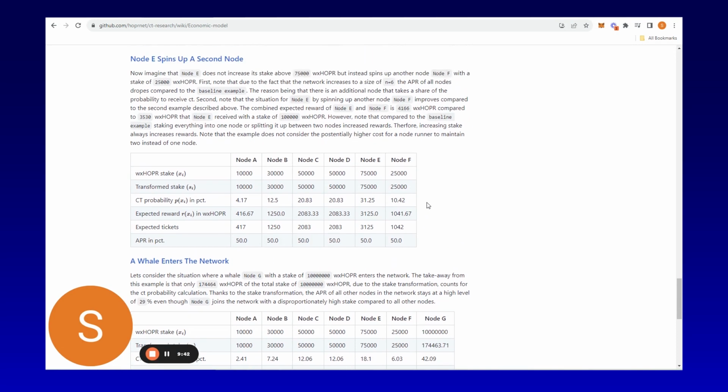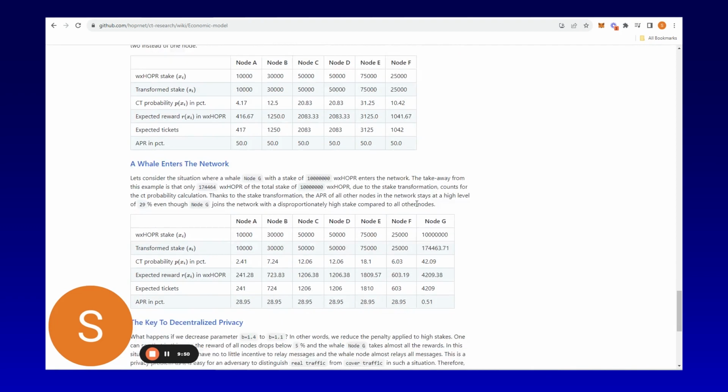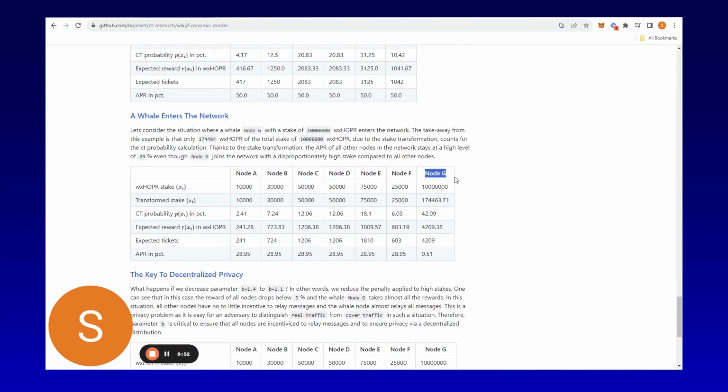So why do we have such a high B parameter? Why do we disincentivize staking above the upper threshold? Or how heavily do we actually disincentivize it? Well, imagine a whale enters the network, node G, and he brings in 10 million WXHOPR into the network.